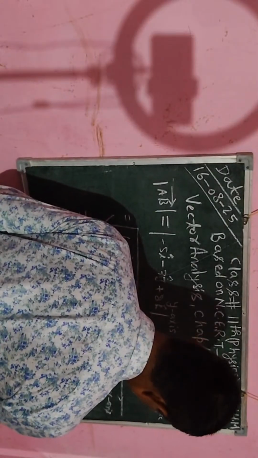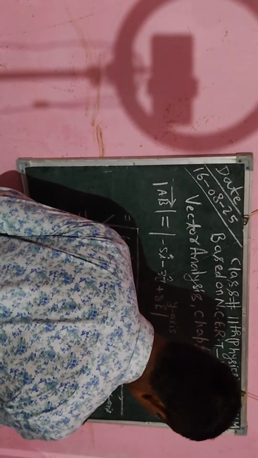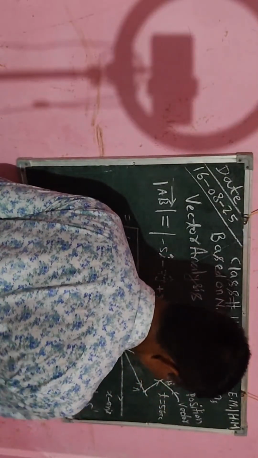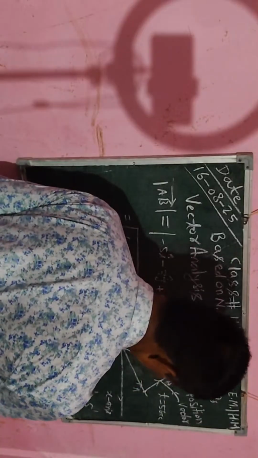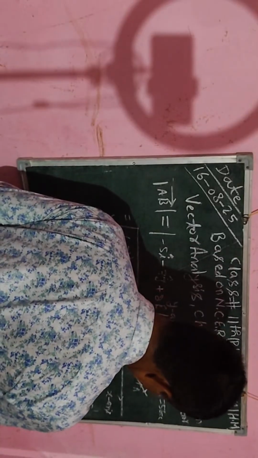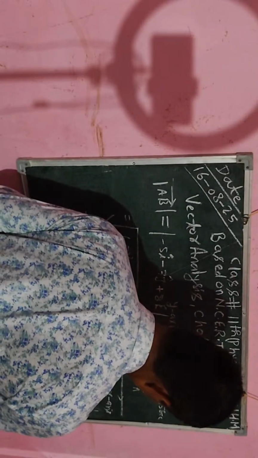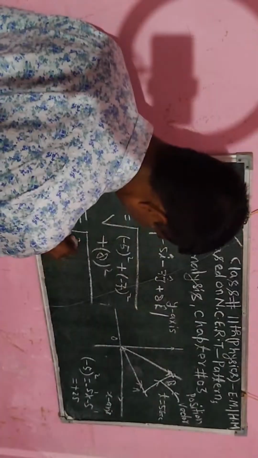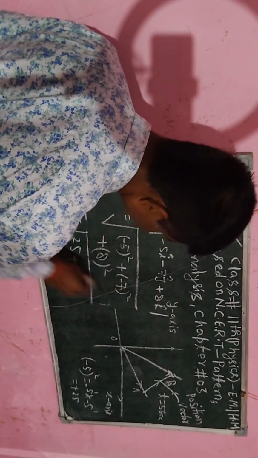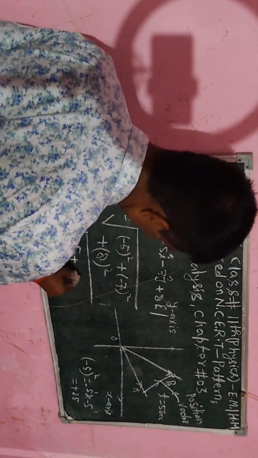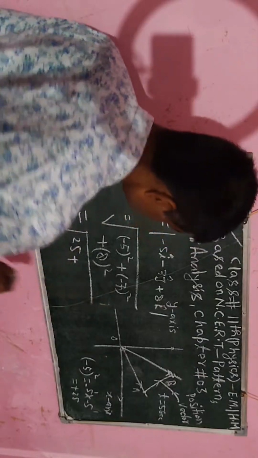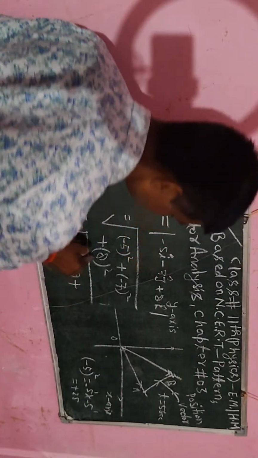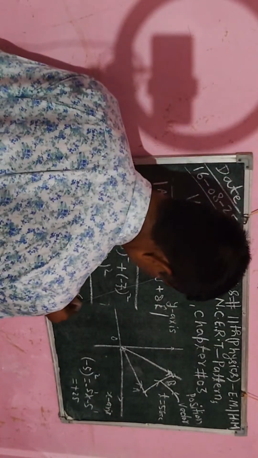Its value will be minus 5 into minus 5, so minus minus will be plus, 5 into 5, that is 25. So I can write here 25. Similarly here I can write 7 squared, 49. So here I write 49. Similarly here I can write 8 into 8, that is 64.